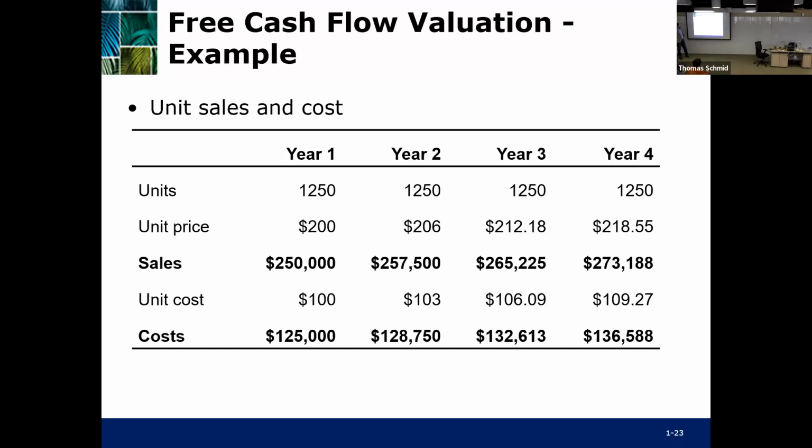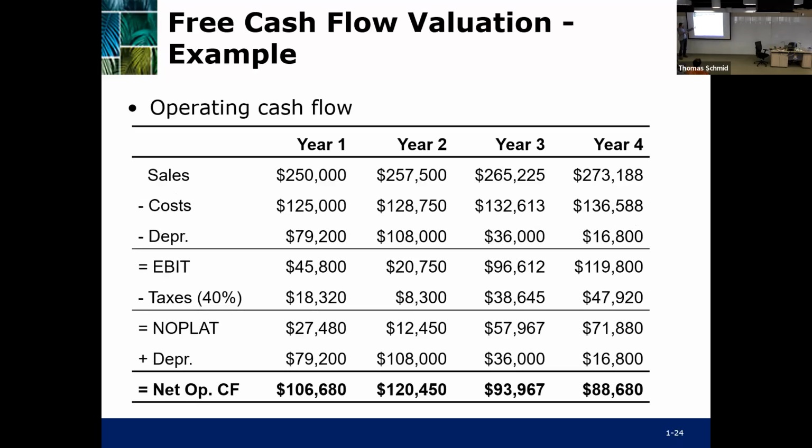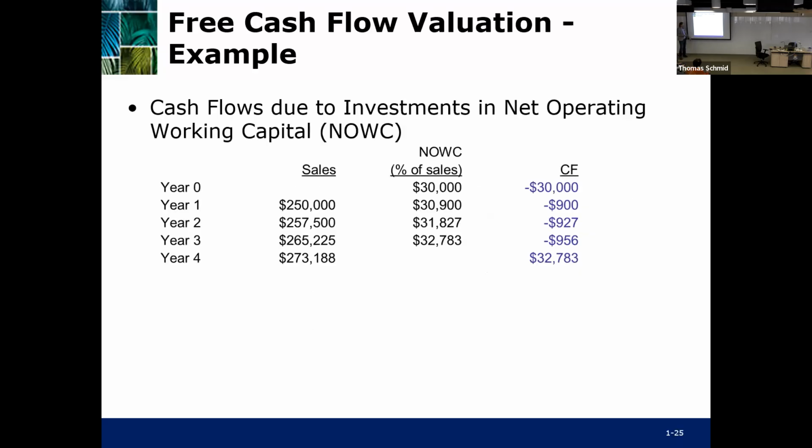So this is highly simplified, but this would look something like this. You have unit sales, you have unit prices, you have sales, you have unit cost, and multiplied by these units, you have the total cost. Sales minus cost minus the depreciation that we calculated gives us earnings before interest and taxes. 40% of that is our taxes. That gives us the net operating profit less adjusted taxes. We add back the depreciation again because that is not cash relevant. That gives us the net operating cash flow. Very straightforward. We just basically summarize what we already knew here.